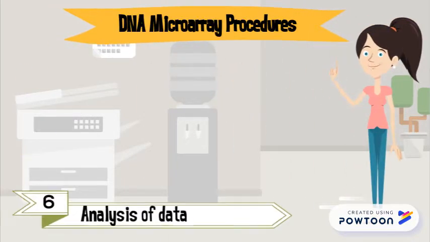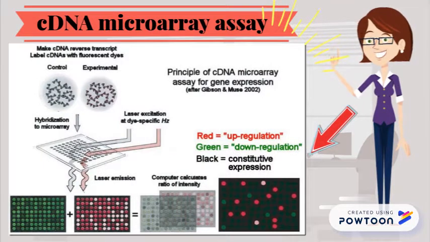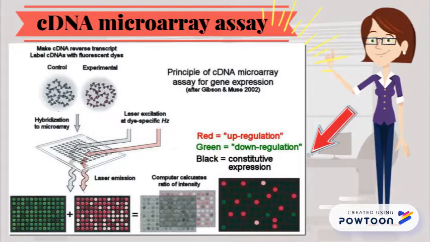Step 6 would be the analysis of data. This is an example of analysis of data. Red fluorescence shows the upregulation of a gene, and green fluorescence shows the downregulation of a gene.